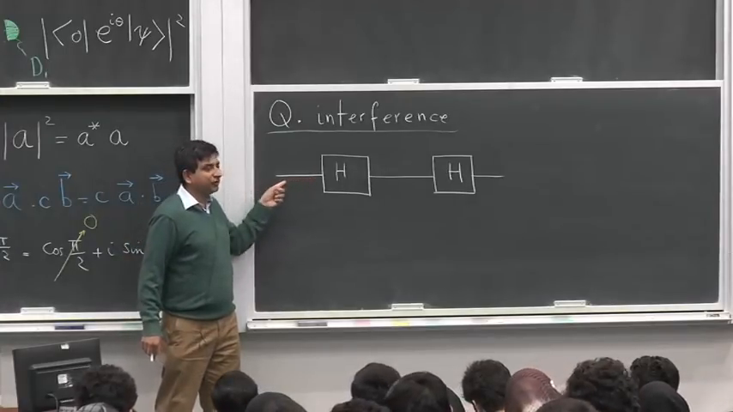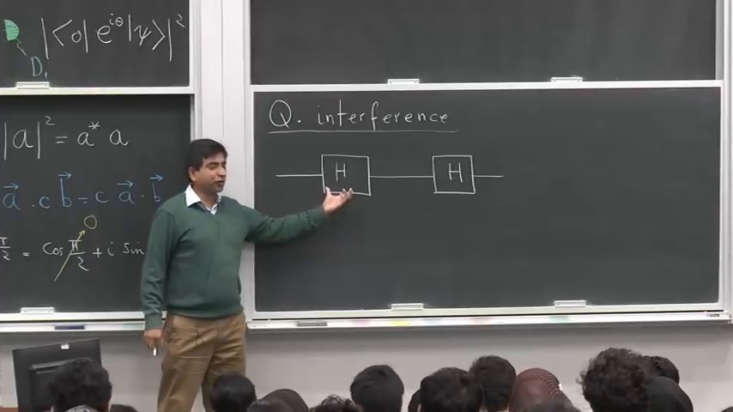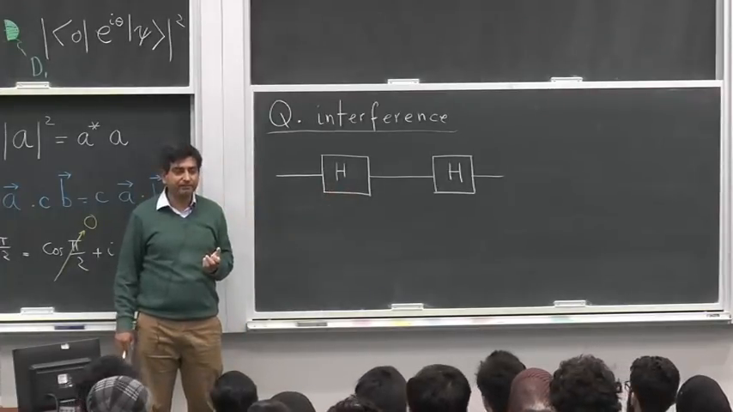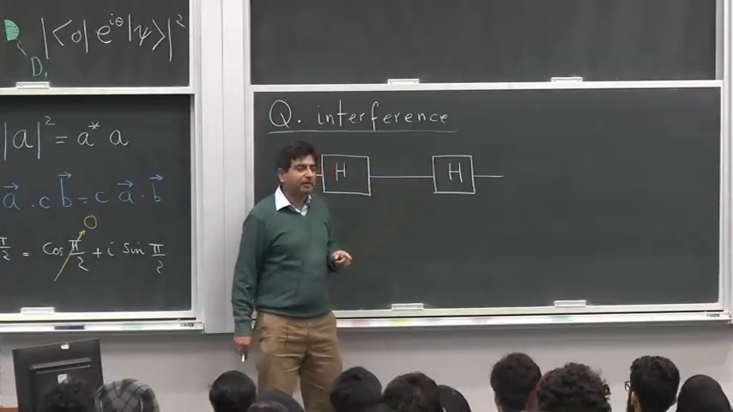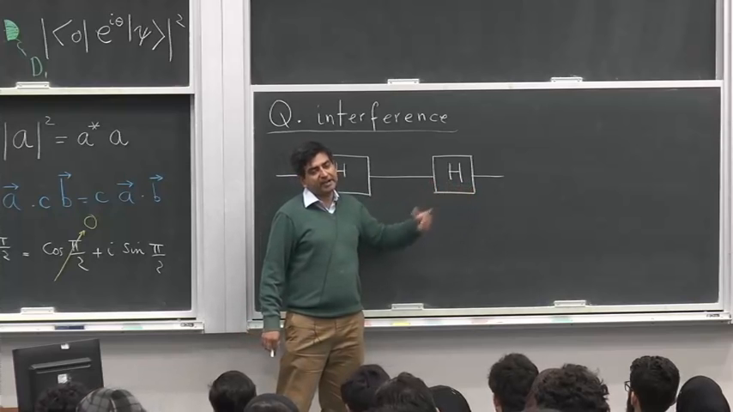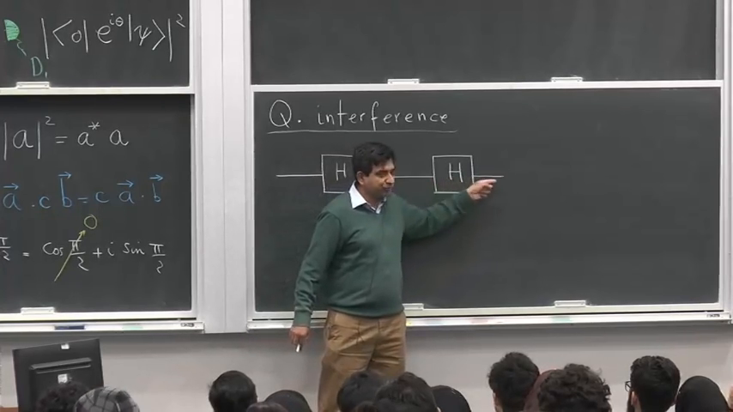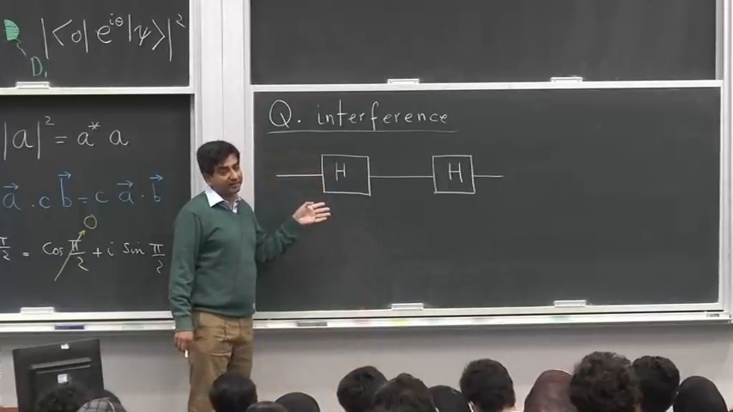A qubit comes in onto this line. It sees a transformation. In our case, we're talking about a Hadamard gate. The qubit goes out in a particular state, and there's another Hadamard gate, a second Hadamard gate, and then a final output state. And we would like to find out the truth table for the Hadamard gate.